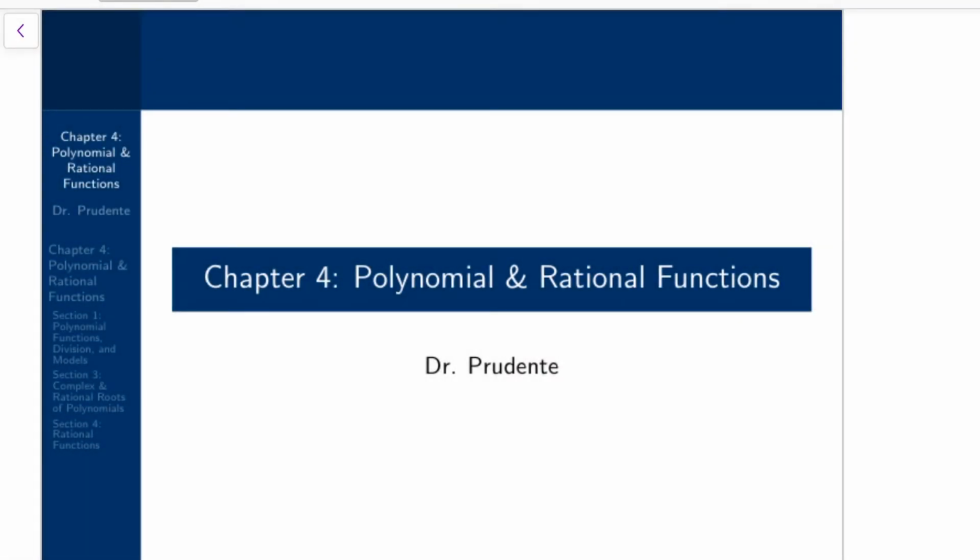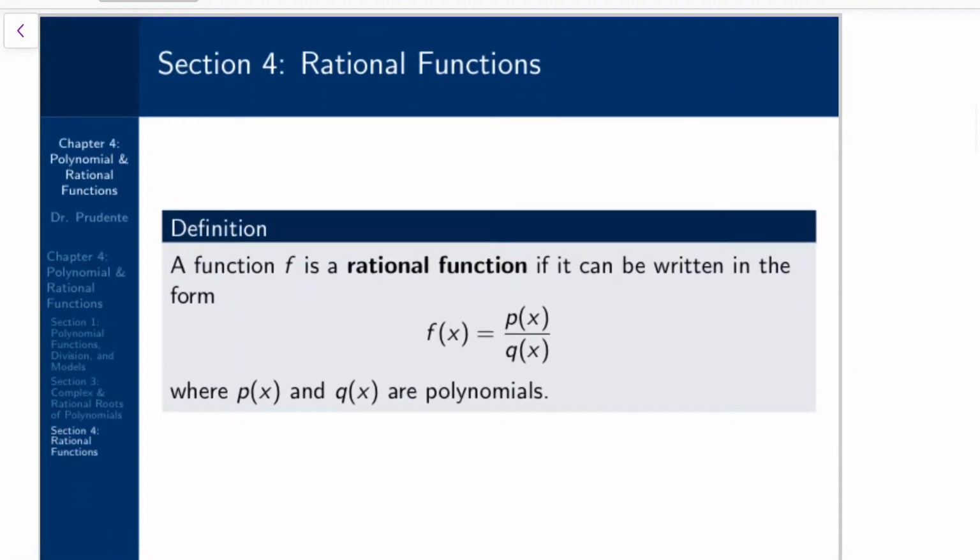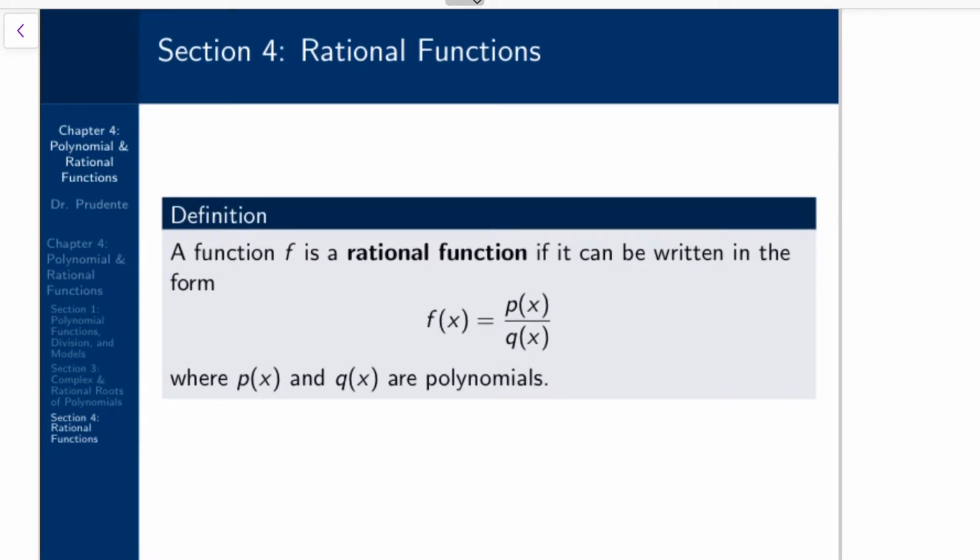Hello, today we're going to talk about rational functions. A rational function is any function that can be written in the form p of x over q of x. And the key here is that both of these p's and q's have to be polynomials.